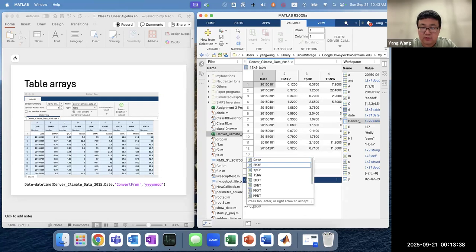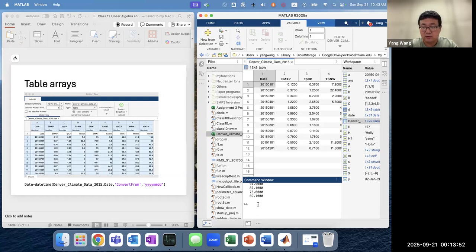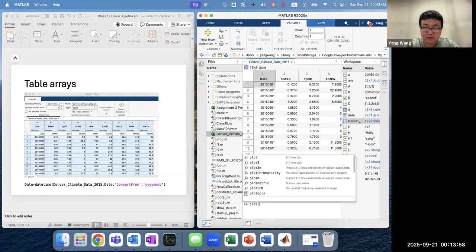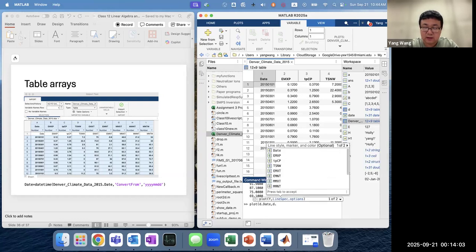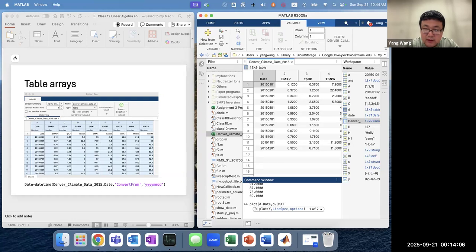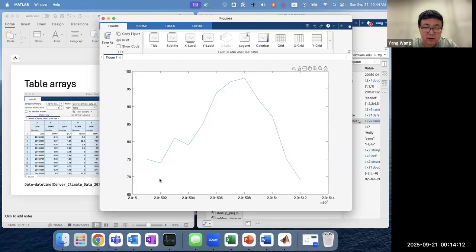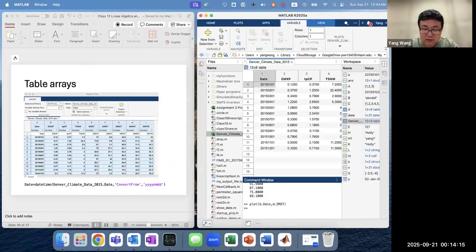So let's say you're trying to find the extreme temperature. This is the extreme temperature. Now how do we make a plot to show this temperature, because each value represents a different month? If we want the x-axis to show the date, then you can do plot D dot date, and then D dot extreme temperature. The other thing is that if you directly make the plot, the x-axis is numeric, so we have to convert it into the date format, which is datetime.